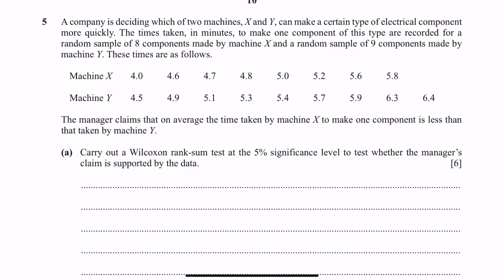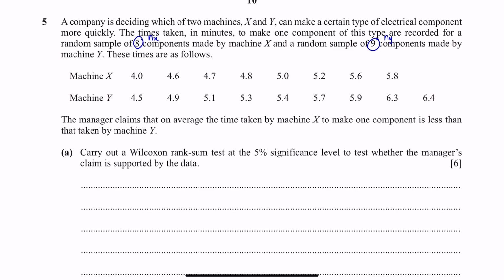Question 5. A company is deciding which of two machines, X and Y, can make a certain type of electrical component more quickly. The times taken in minutes to make one component of this type are recorded for a random sample of 8 components made by machine X. So 8 would be the number of samples for X, and a random sample of 9 components made by machine Y. So 9 would be the number of samples for Y.